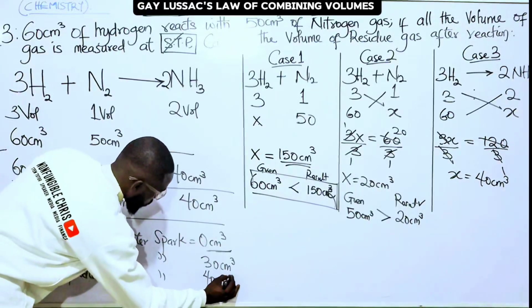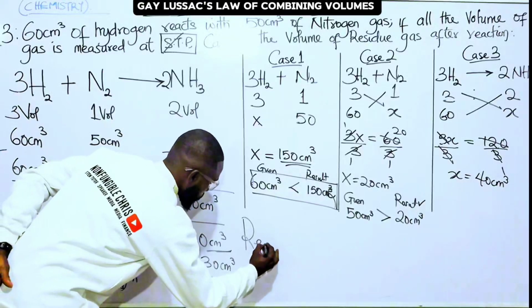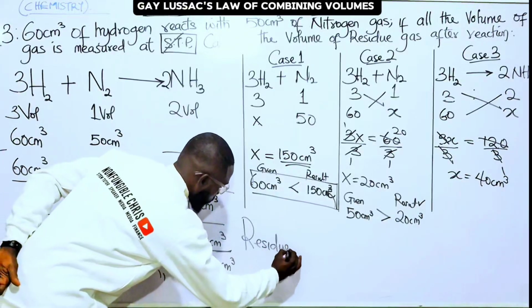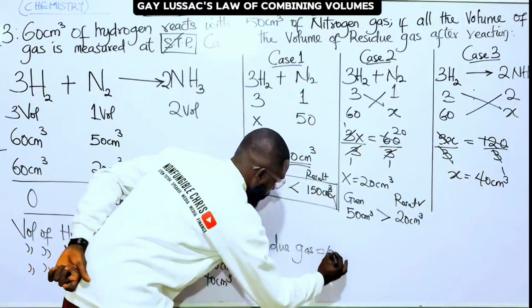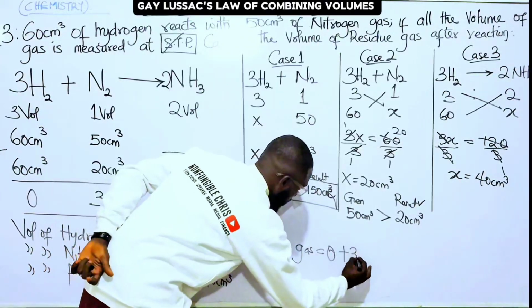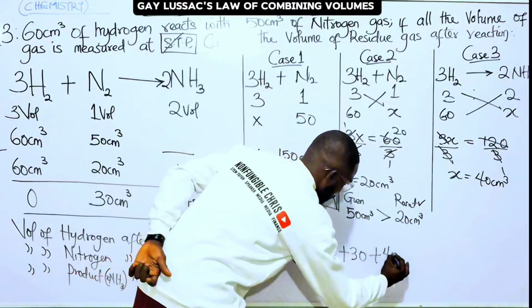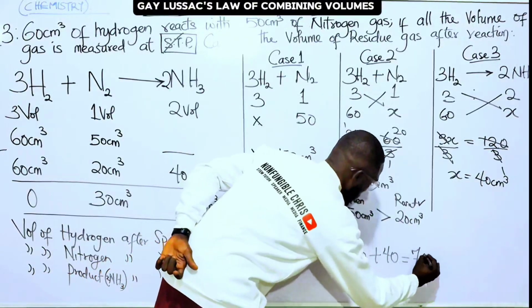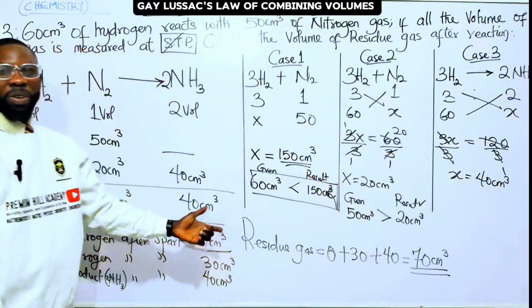40 cm cube. So the residue gas will equal to what? What we got? 0 plus 30 plus what? Plus 40. That gives us what? 70 cm cube. Sorry, so see how easy it is now.